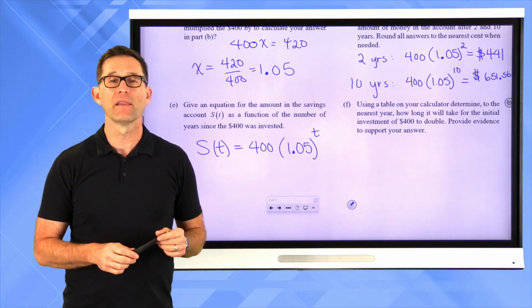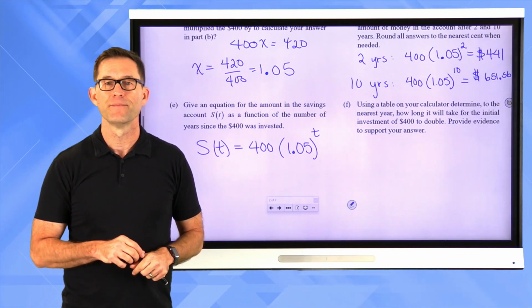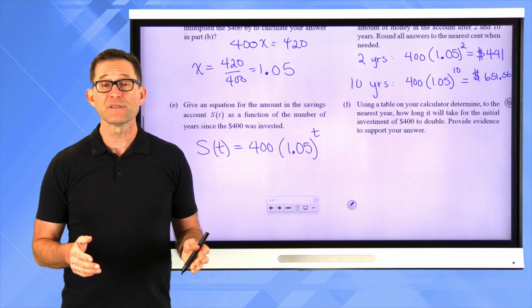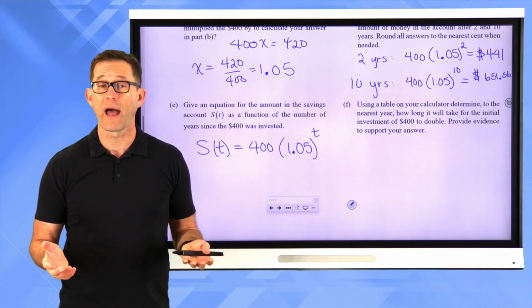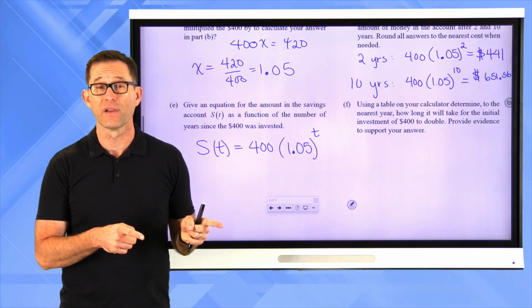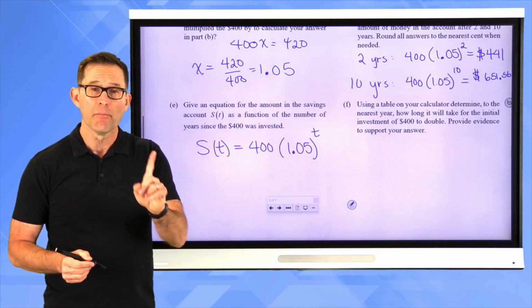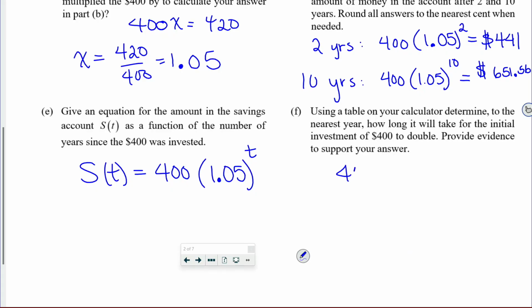Let's take a look at letter F, where we're going to do a little calculator technique. Using a table on your calculator, determine to the nearest year how long it will take for the initial investment of $400 to double. Provide evidence to support your answer. Now in this case, we're going to use a table on our calculator, but we could use a graph just as easily, and we will later on in the lesson. And eventually, in our next unit, we'll actually see how to do it algebraically. But ultimately, what we're trying to do is figure out when 400 times 1.05, let's call it to the x, is equal to 800, and we want to figure that out to the nearest year.